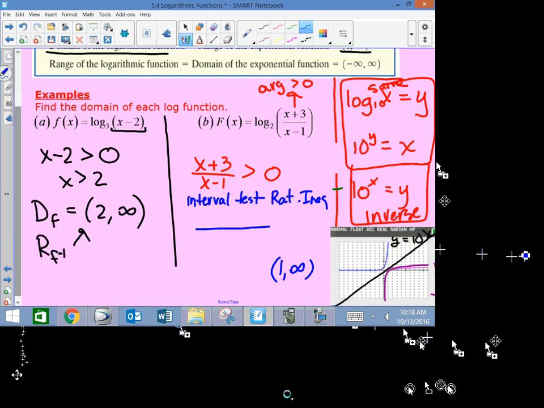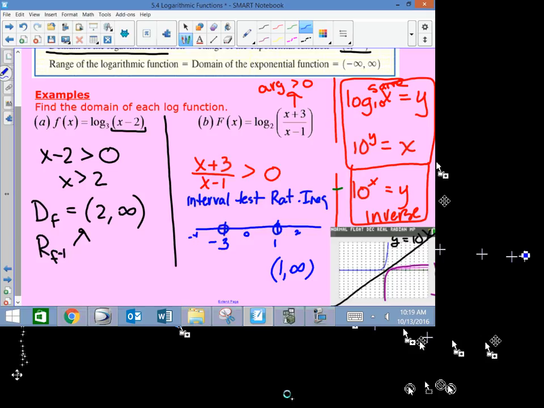Where am I going to split my interval? Certainly at 1, right? As Melanie mentioned, we can't have 1, and -3 is the other one. Good job. Now we're going to interval test. I guess we could try out a -4, a 0, and a 2. We're just looking for negative and positive.